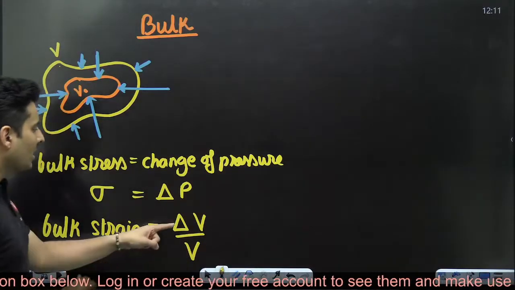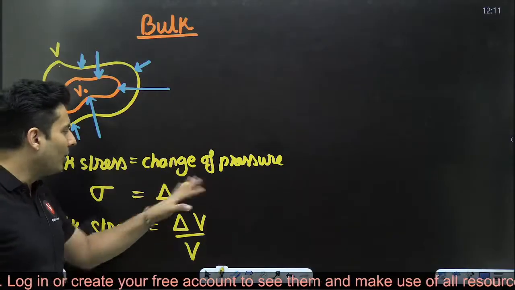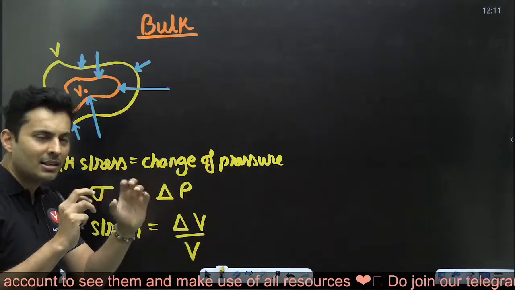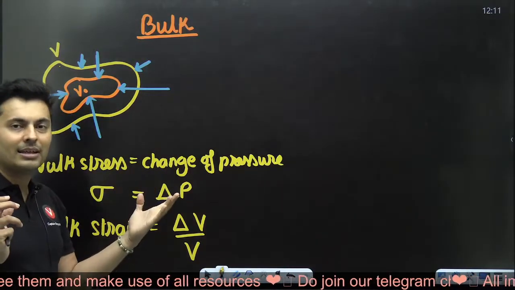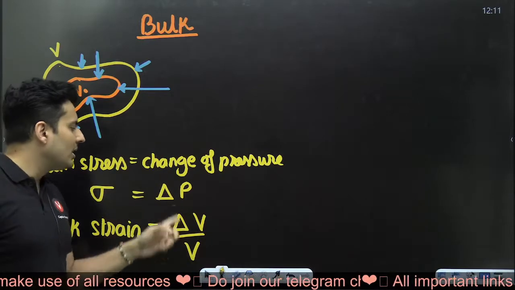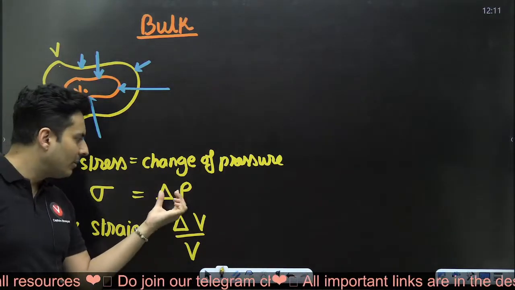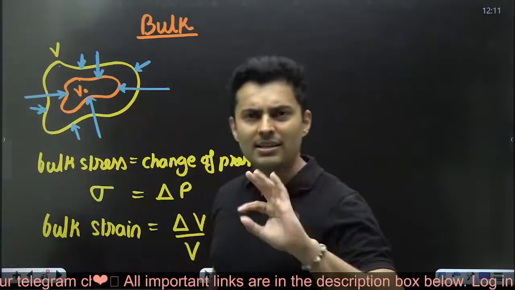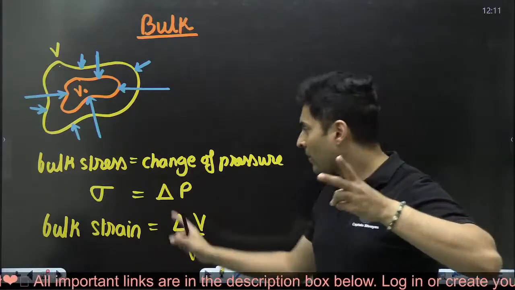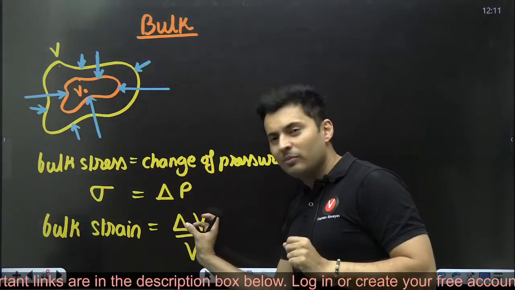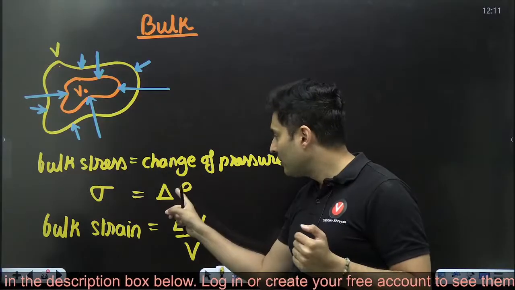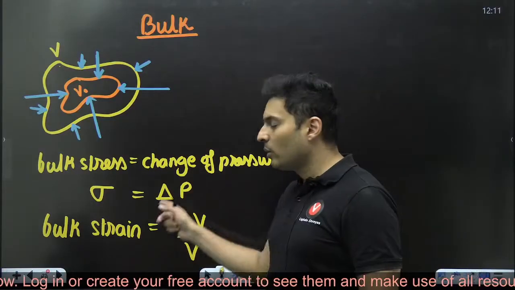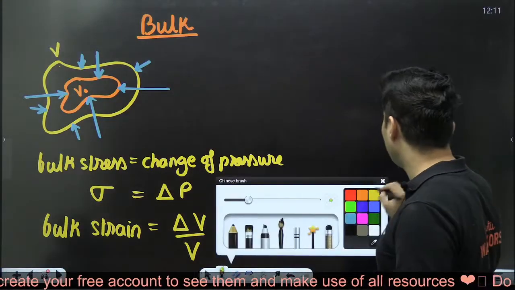But there is a problem. See, if delta P is positive, meaning the pressure has increased, the volume will decrease. If volume has decreased, the pressure will increase. So usually these both will be of opposite signs. If delta P is positive, delta V will be negative. If delta P is negative, delta V will be positive. Did you understand why they are going to be of opposite signs? If pressure increases, volume will decrease. If pressure decreases, that means delta P is negative, then delta V will be positive. So usually they are of opposite signs, and that we will take into account while defining the modulus.